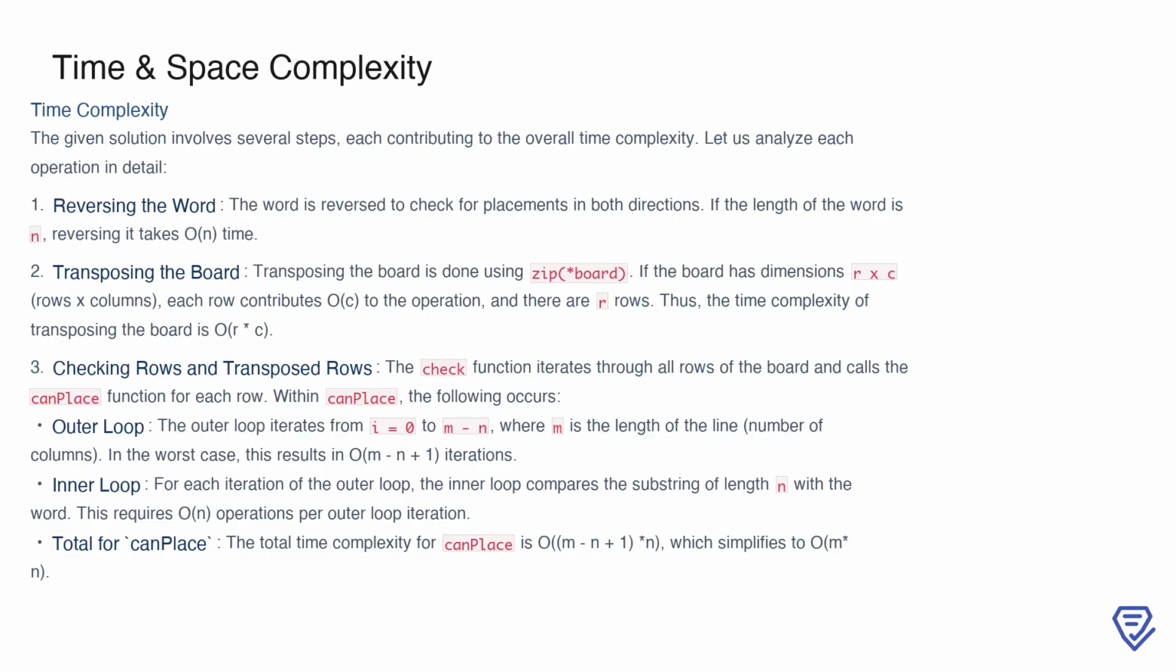Now, when we check rows and transposed rows, we rely on the check function. Within check, the canPlace function is used to determine if the word can fit. The outer loop in canPlace iterates from 0 to m-n, where m is the length of the row or column and n is the length of the word. This leads to m-n+1 iterations. For each iteration, the inner loop compares a substring of length n with the word, which requires n time. Combining the outer and inner loops, the total complexity of canPlace is m*n.